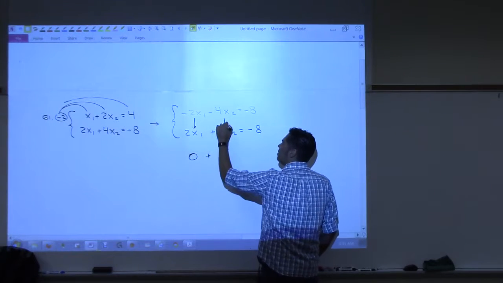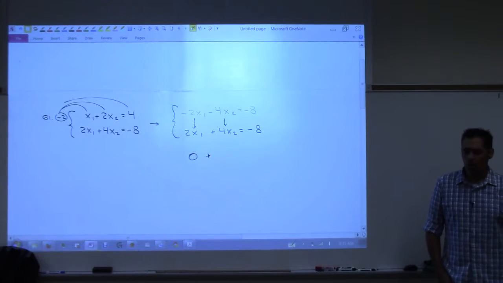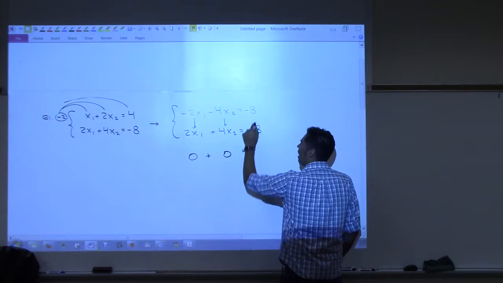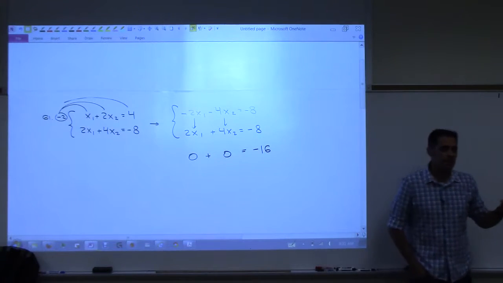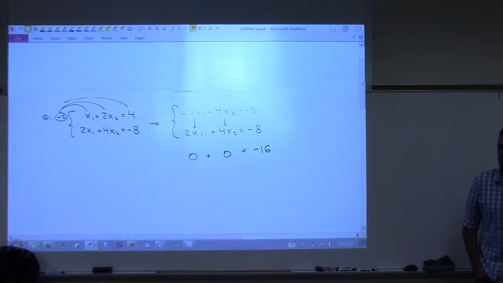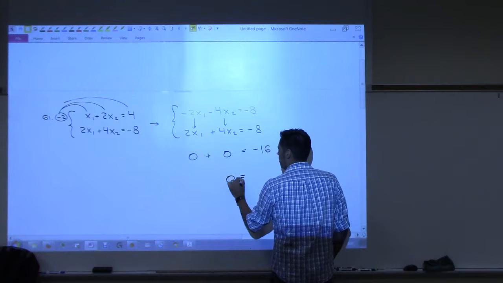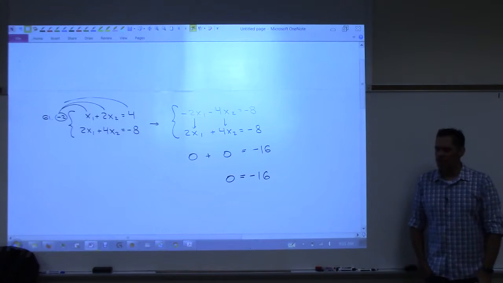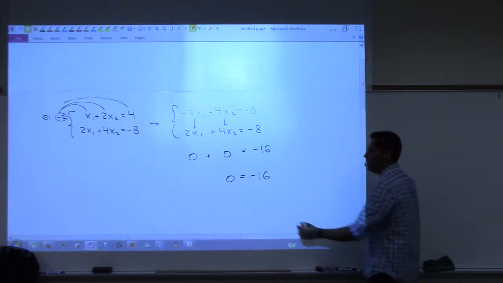Plus, and when you add these together, those are the same, but they're opposites, right? So they go away, and you get 0 again. And then you go on this side, and you add straight down, you get -16. And all of your variables have disappeared, right? You have no variables anymore. And basically what you're saying is that 0 is equal to -16. So is 0 equal to -16? No, this is not true, right?